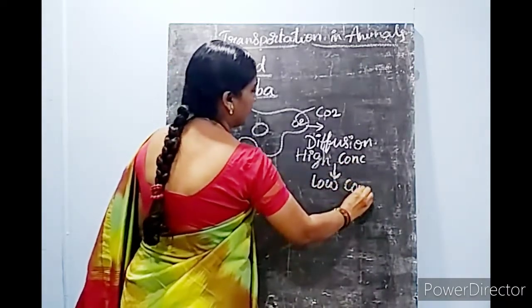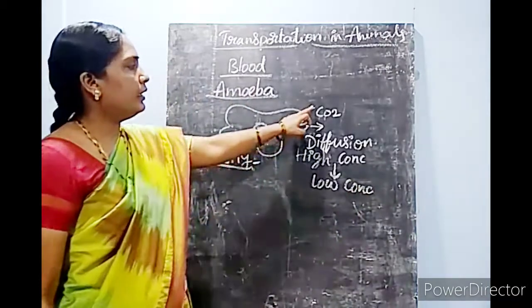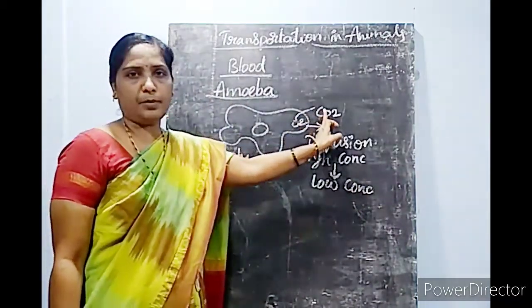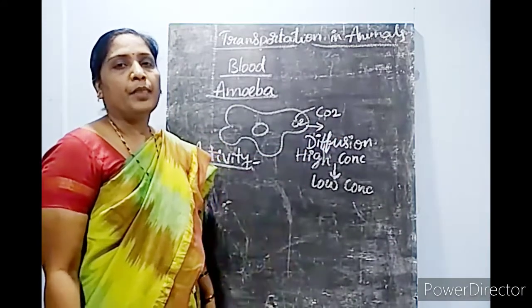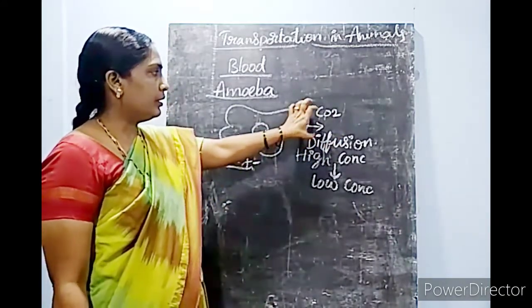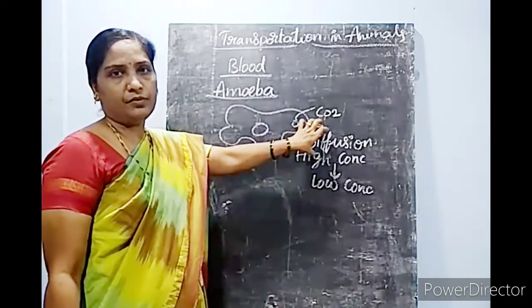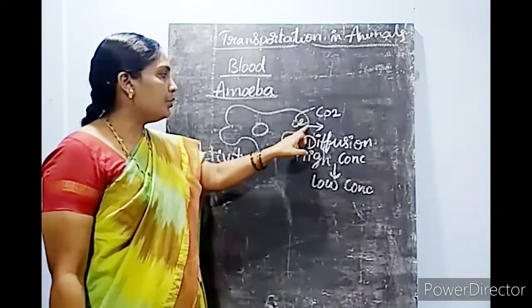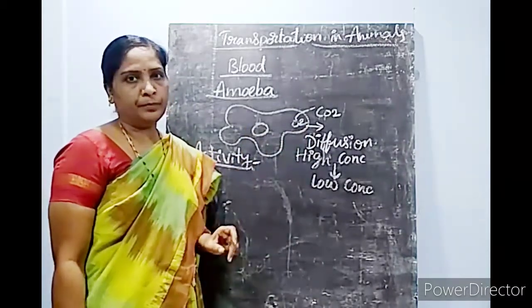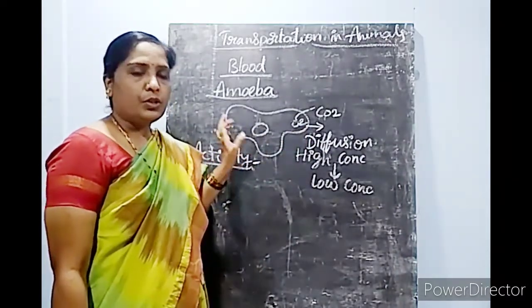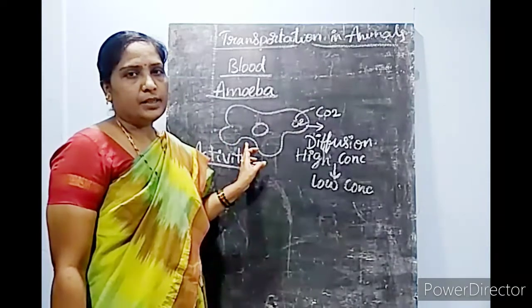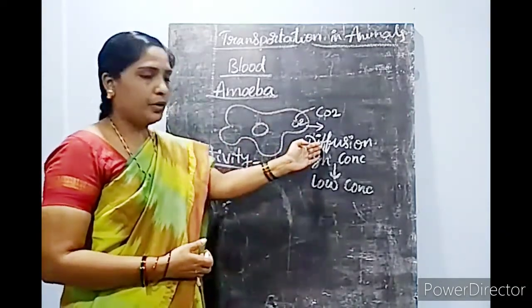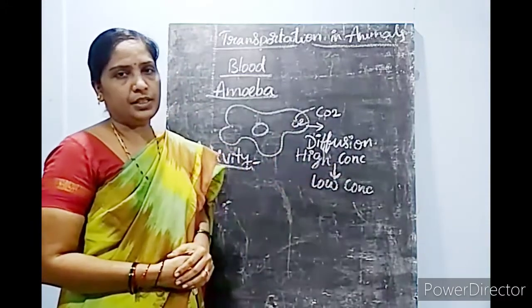So in this way, the amoeba takes oxygen inside and releases carbon dioxide outside. Food particles are also engulfed by the pseudopodia, which are false feet in the amoeba. So in single cellular organisms, transportation takes place by the process of diffusion.